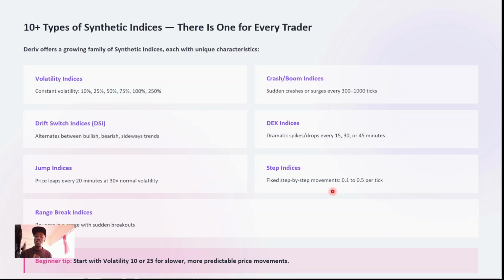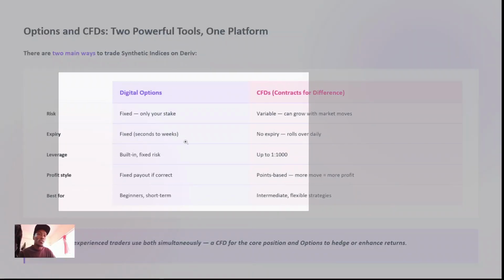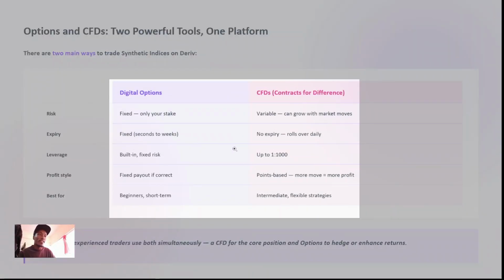So yeah, that is another thing you might consider before you know what you are going to trade on the synthetics market. So let's get on. As you can see here, I have a table that explains the two main ways to trade synthetic indices on Deriv. You can trade synthetic indices on digital options or as option trading, or you can trade them as CFDs. This is called contract for difference. This is the table.